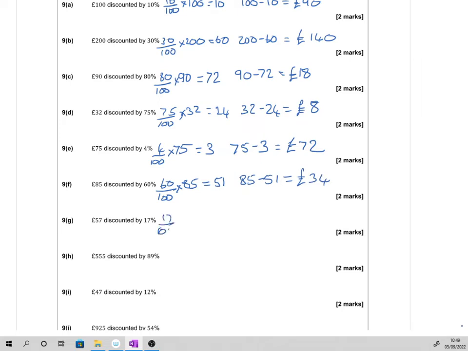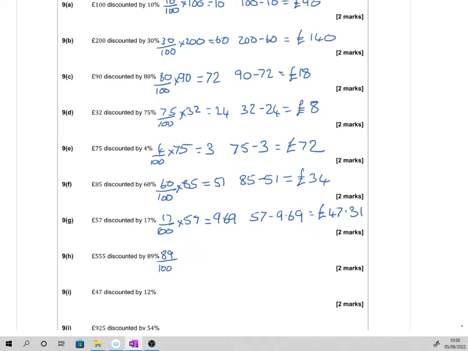17% times 57. 17 divided by 100 times 57 is a bit awkward, £9.69. So then we've got 57 minus £9.69, so 57 minus that is 47.31.